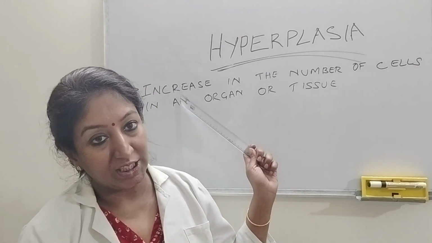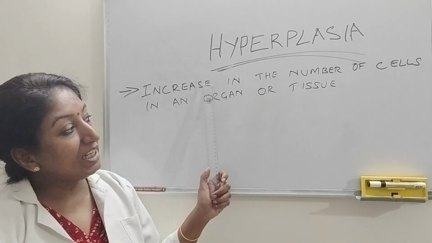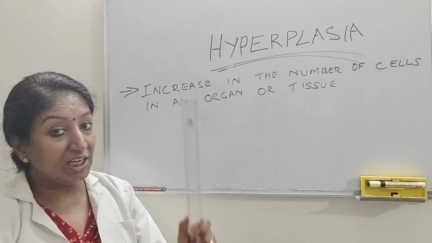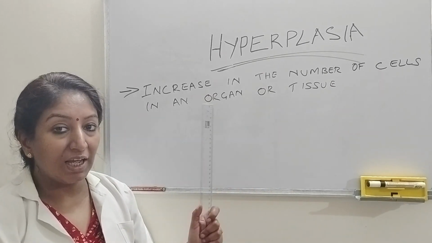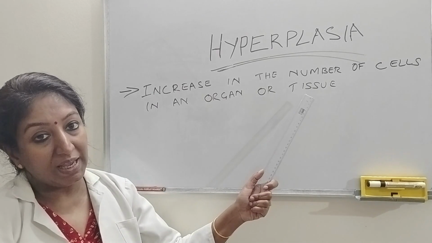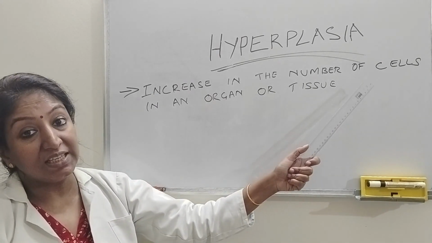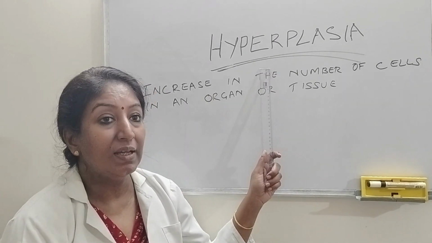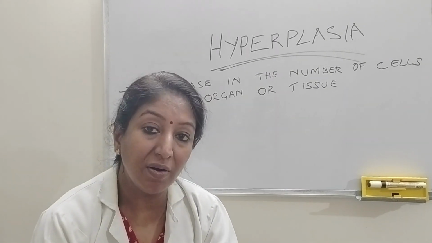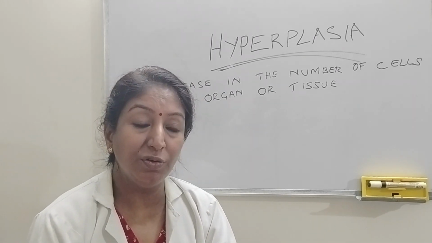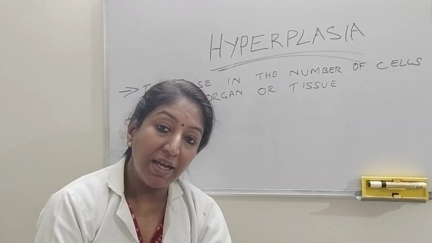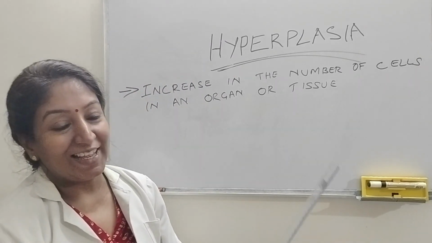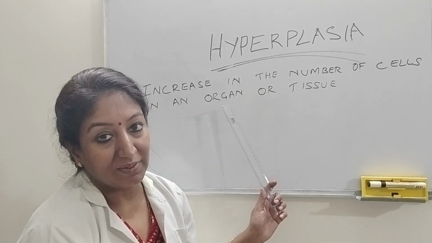So what is hyperplasia? Hyperplasia is the increase in the number of cells in an organ or a tissue, which causes an increase in the size of that particular organ or tissue. Hyperplasia is nothing but the increase in the number of cells of an organ or a tissue which leads to increase in the size of that particular organ or tissue. Very easy actually.